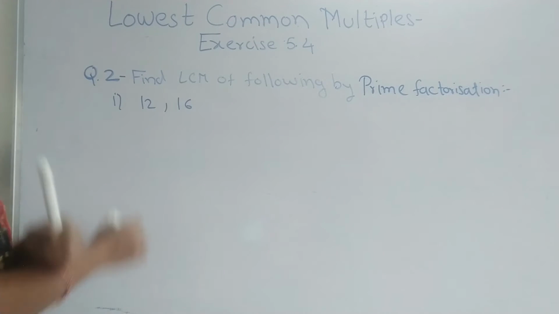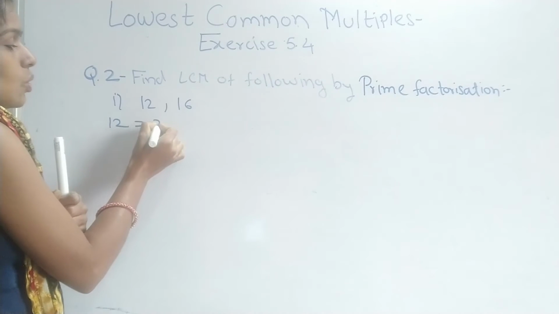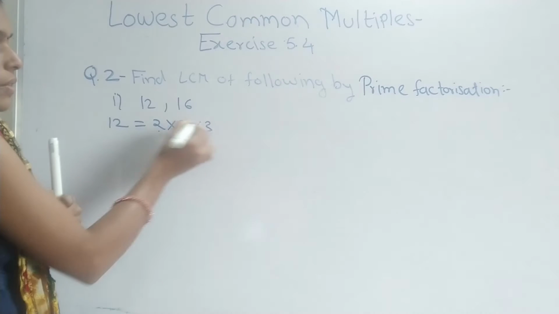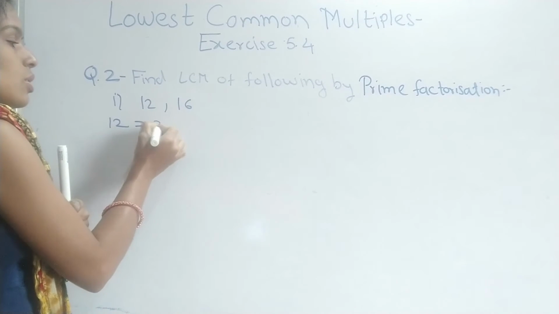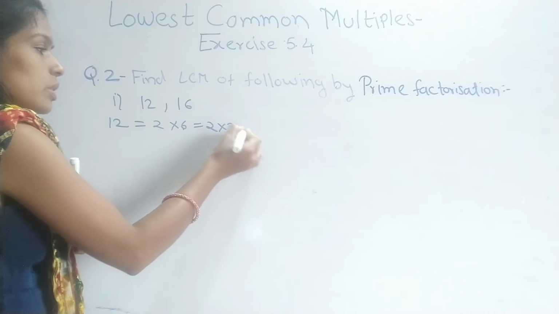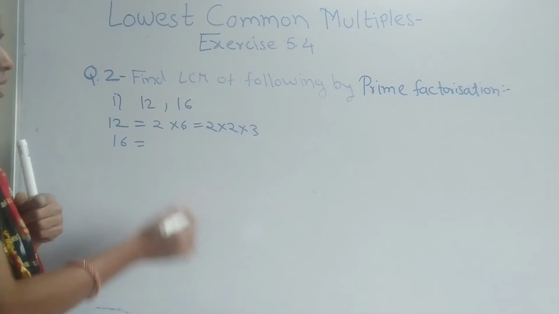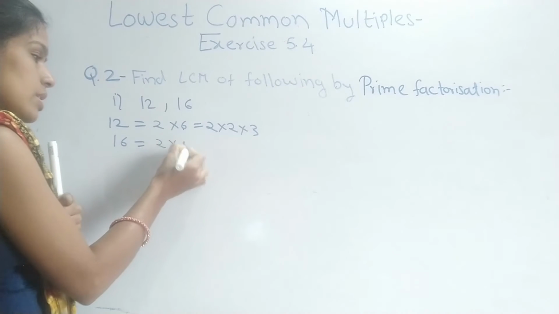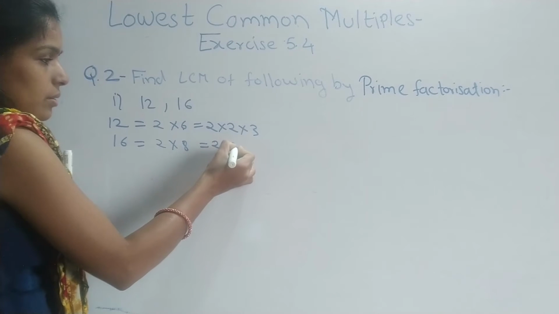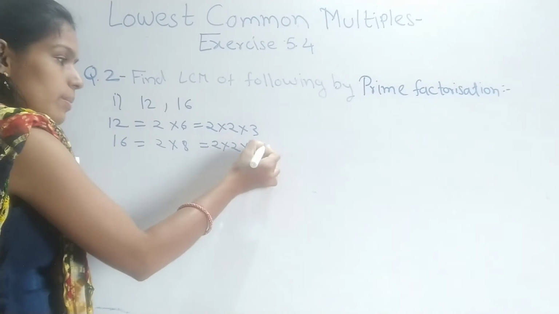So firstly we find the prime factors of 12. The prime factors of 12 are 2 multiplied by 2 multiplied by 3. 2 2s are 4, 4 3s are 12. Or you can do it like this: 2 6s are 12, and the factors of 6 are 2 into 3. Now factorize 16. The factors of 16 are 2 8s are 16, and the factors of 8 are 2 4s are 8. Okay, and the factors of 4 are again 2 multiplied by 2.